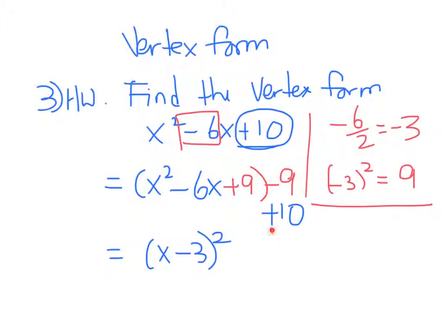And a lot of you got this question wrong on the test because you didn't know how to add correctly, which is kind of sad. Use a calculator. I never said you cannot use a calculator. So -9 plus 10 is +1. And here is my vertex form.